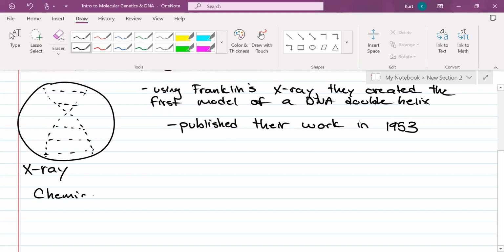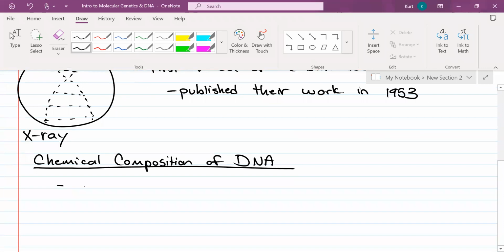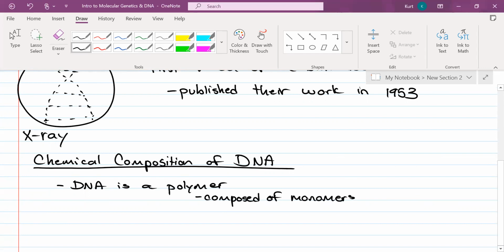Chemical composition of DNA. DNA is a polymer. So Hartley, what are polymers made of? Monomers is right. And Reagan, when we're talking about monomers, exactly what is the monomer of DNA?